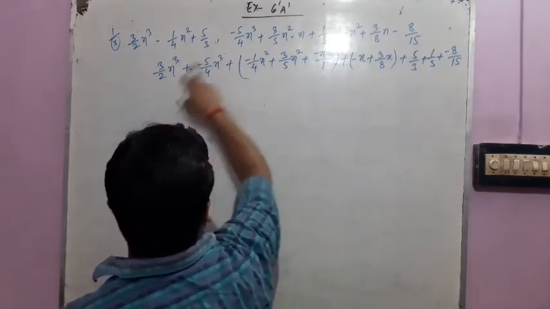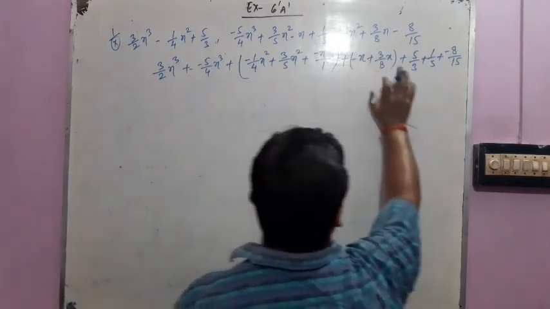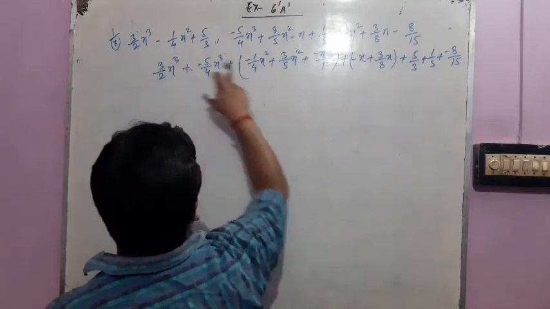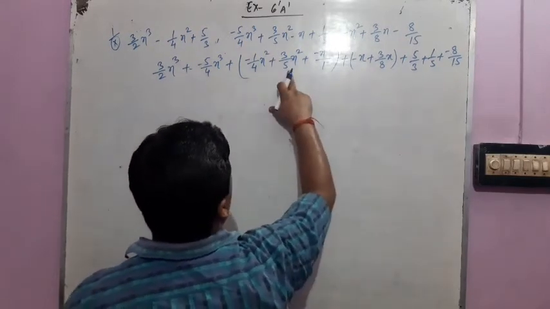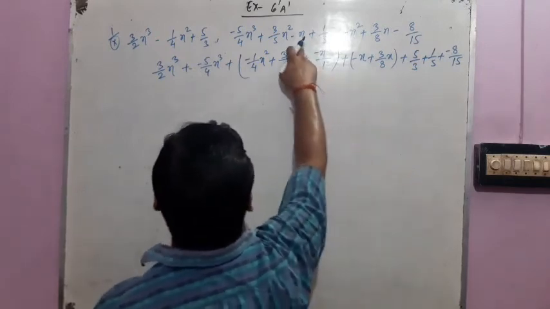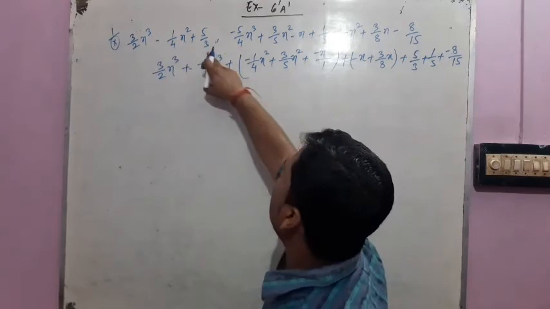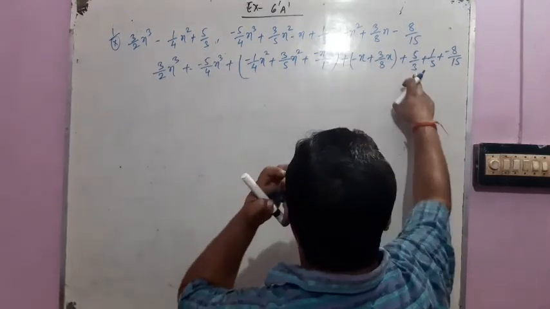Here the x cube, again the x cube here. There is no more x cube here. Now we have to write the x square terms here. All the x square terms we have written here. Now we have to write the terms related to x only. Both are x. And then we have to write the constant terms. There is 5 by 3, 1 by 5 here and 8 by 15.